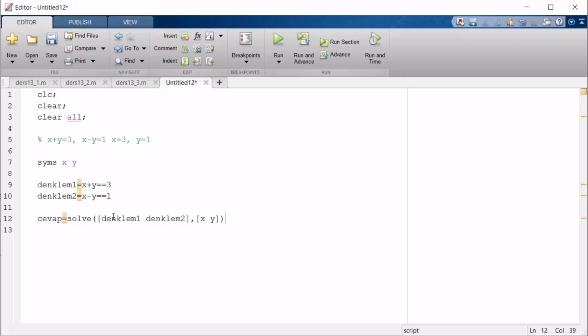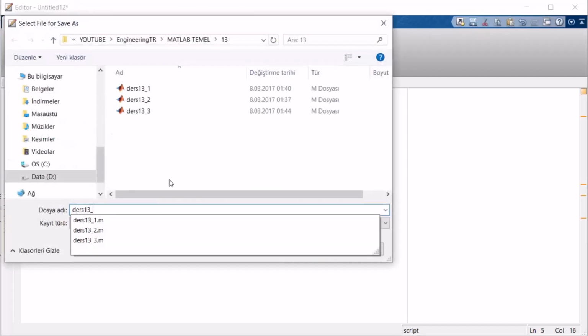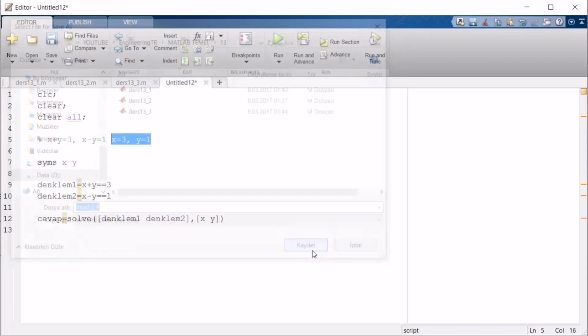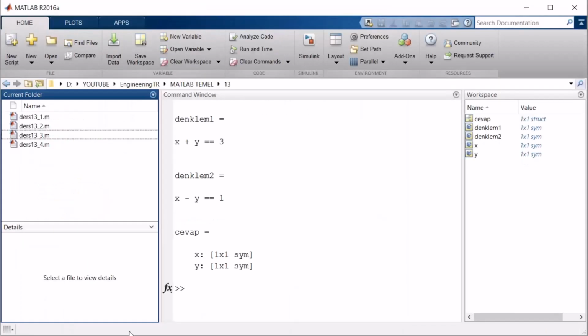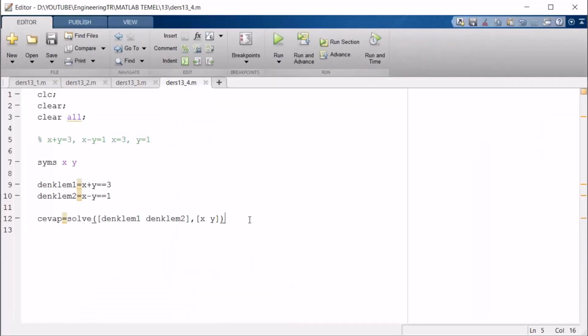Then let's solve it and see what it will give. I expect the roots to be 2 and 1. Let's see if it will. I recorded this as lesson 13.4, guys. Let's see if it will. In this way, it gave it in the form of a 1 by 1 structure. Here's the way to get the answer, guys.